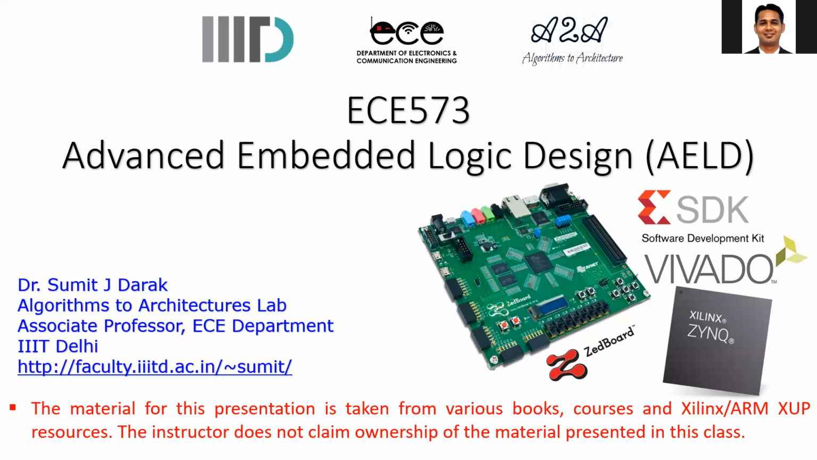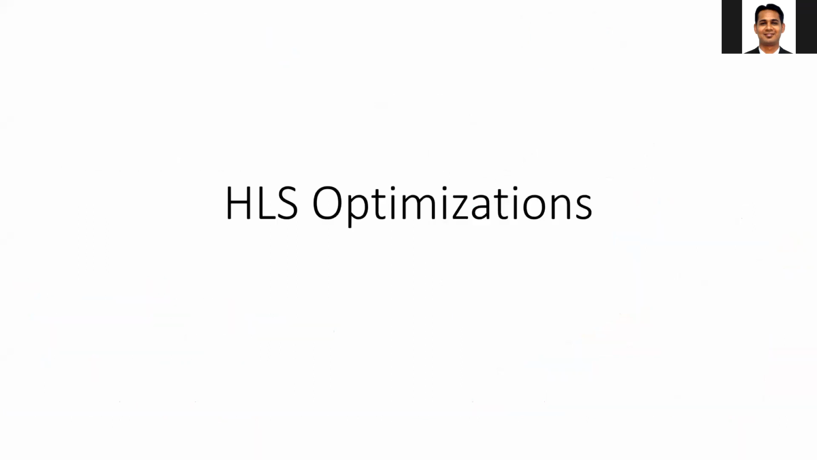In the previous video, we discussed the simple implementation of the matrix multiplication. We analyzed the code and understood what the bottlenecks are. Now we will focus on HLS optimization so that we can improve the performance of our code.